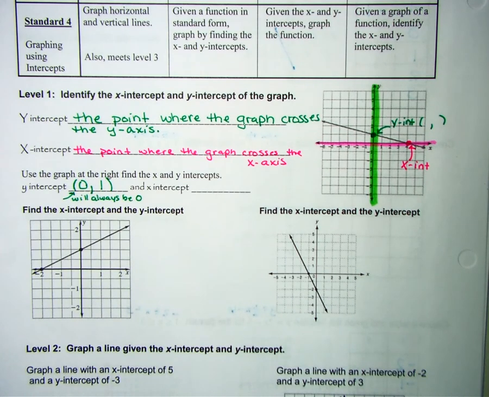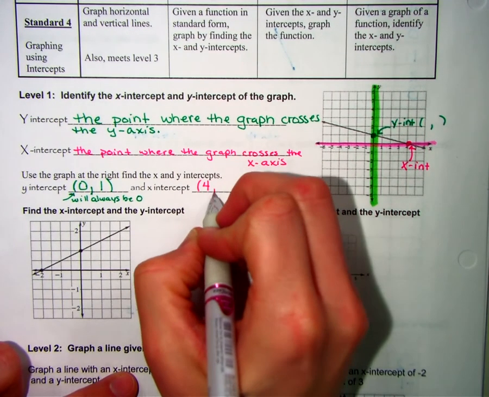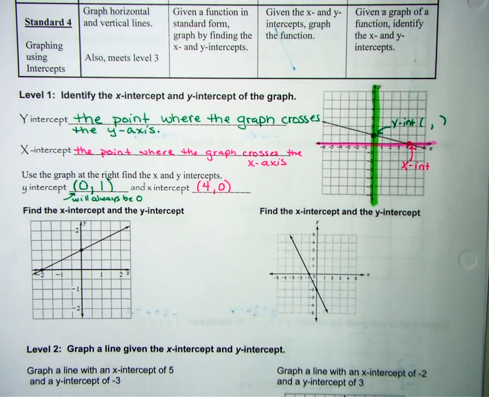Your x number, if you look at the graph where the x crosses, that x number is right there at 4. So in your point, the x number is going to be 4 and the other number is going to be 0. That one will always be a 0. This is the only piece that we are doing today. It's just the x and the y-intercept and being able to identify them and give them coordinates from the actual graph.